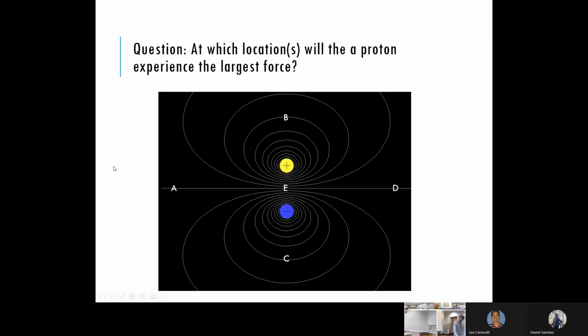But you could say something like this. Let's say I drop a proton into this thing. Where is it going to experience the largest force? This force information is actually conveyed in this as well. It's just a step away. So go ahead, where's it gonna experience the largest force?